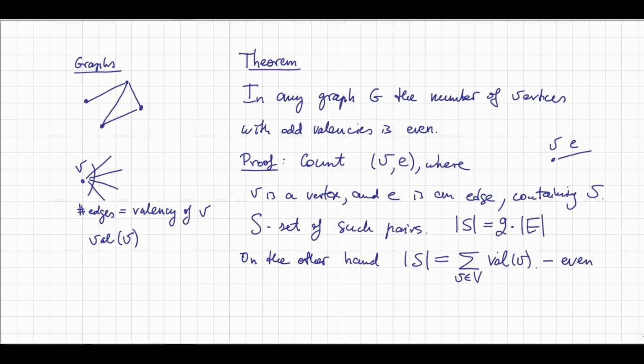But if the sum of all the valencies is an even number, then the number of vertices with an odd valency is even. So it follows that the number of vertices with odd valency is even, which proves this theorem.